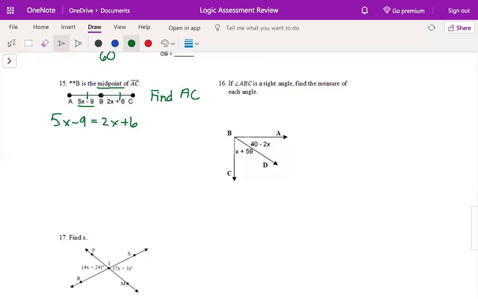And once you've done that, then the length of BC should be exactly the same, but you may want to substitute it, just to make sure, you should get the same answer for both, and then just add them together to get the length of AC.